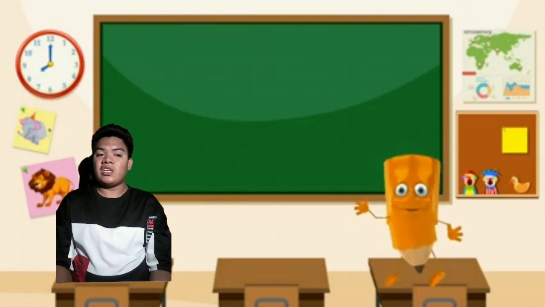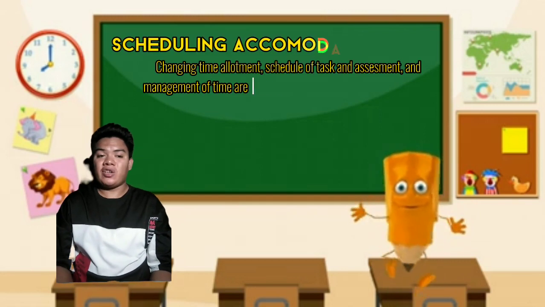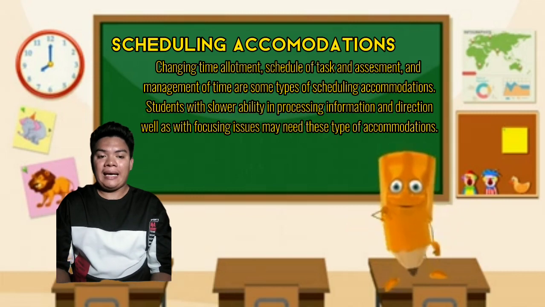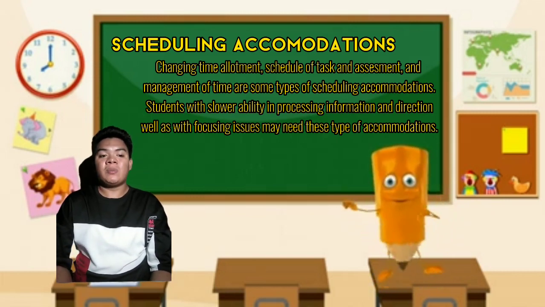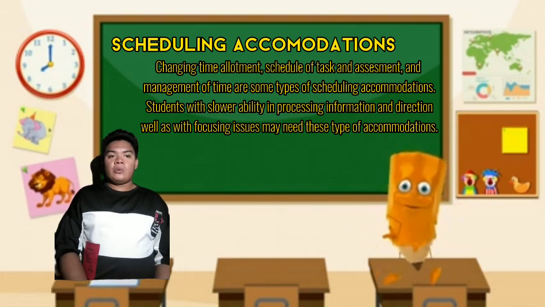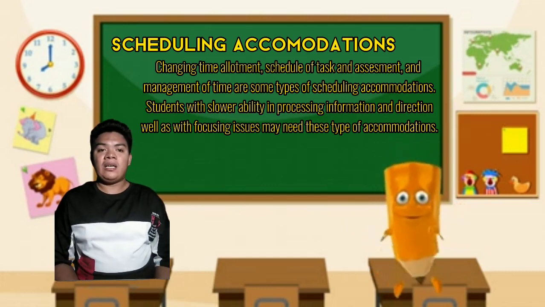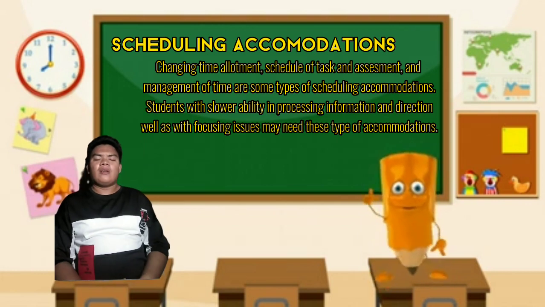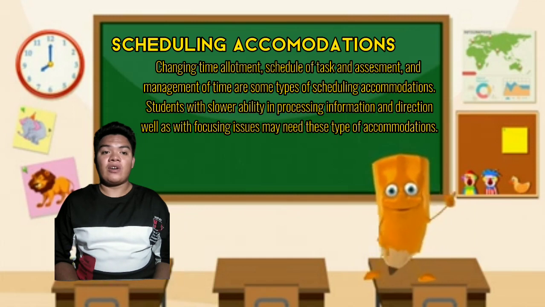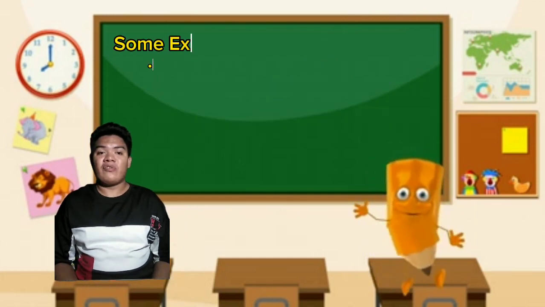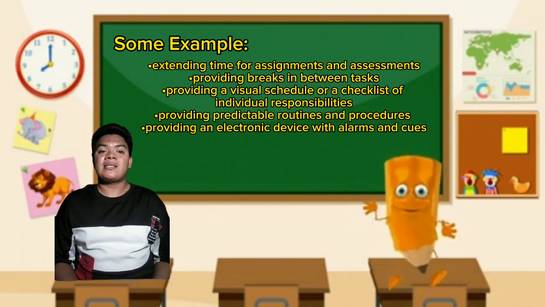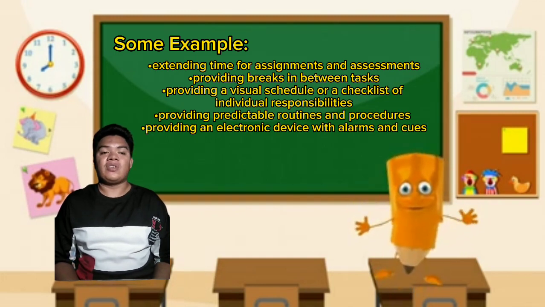And the last accommodation is the scheduling accommodation: changing time allotment, schedule of tasks and assessment, and management of time, or some type of scheduling. Students with slower ability in processing information and directions, as well as focusing issues, may need this type of accommodation. Some examples of modified scheduling: first, extending time for assignments and assessment.